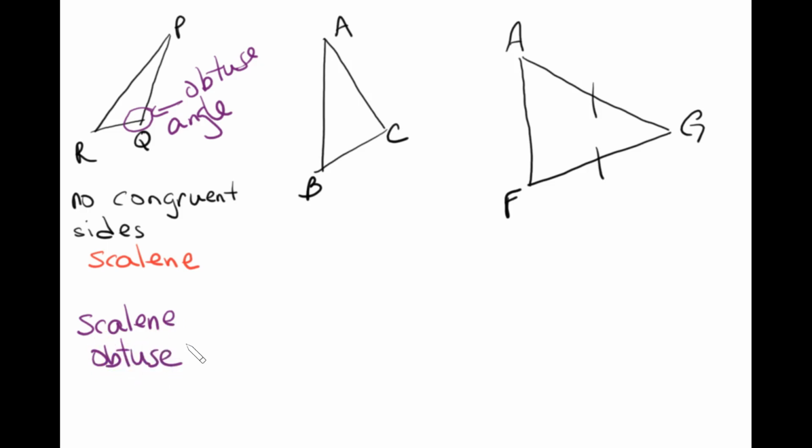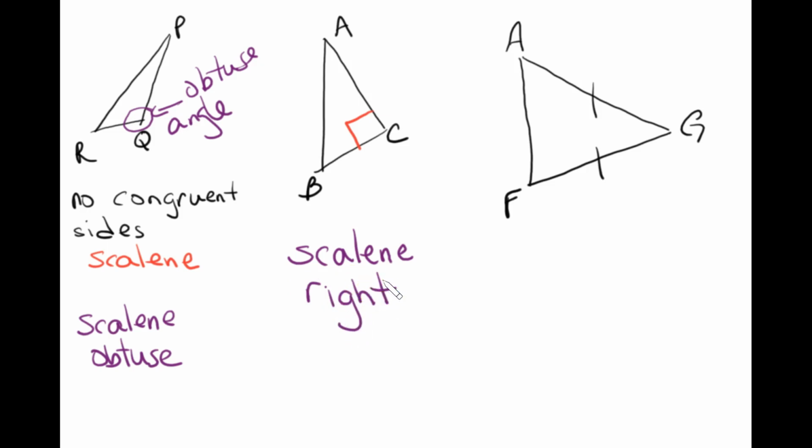All right, let's talk about our next triangle. Once again, it appears that none of these sides are the same length, so we can call it a scalene, because none of these sides appear to be the same. However, if we measure it with your protractor, you will find that this is a right angle. So we're going to call this a scalene right.